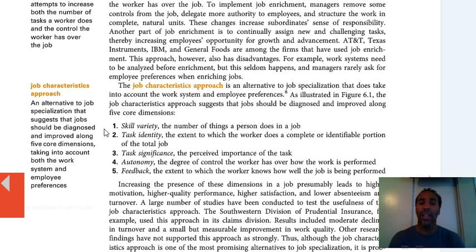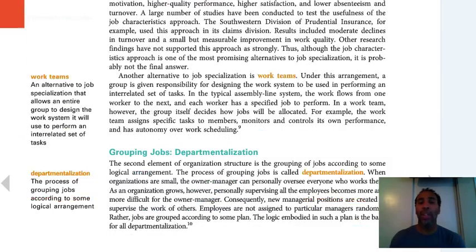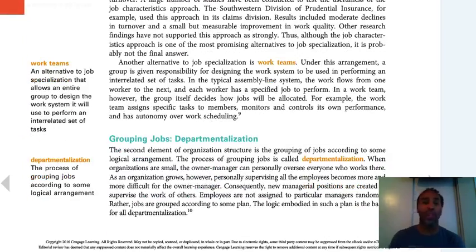Task identity, the extent to which the worker does a complete or identifiable portion of the job, right? If you're the main subject matter expert and you do mostly everything, then it's yours. 3, task significance, the perceived importance of the task. Autonomy, the degree of control the worker has over how the work is performed, right? I may be over your shoulder saying you need to do it like this, this, this, and this, or I could say this is the end result that I need, and I leave you alone to do your job. And then 5, feedback, the extent to which the worker knows how well the job is being performed. Some people don't know because they don't ever get any feedback from their manager and/or supervisor.